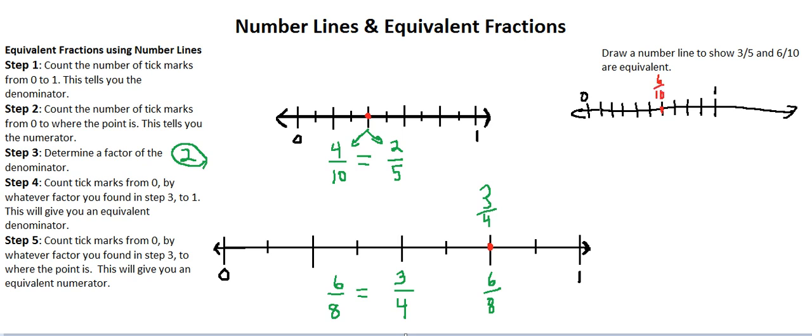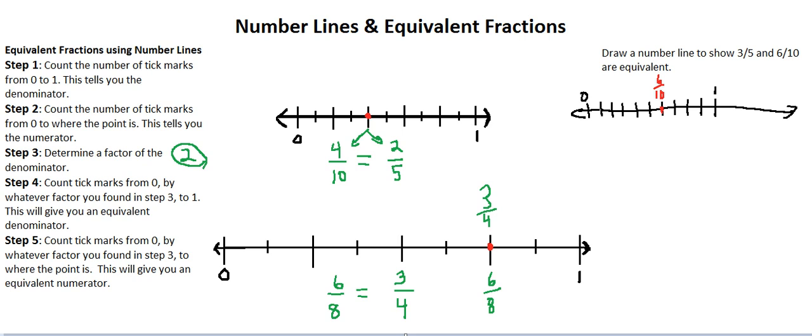6 tenths. Now, I am going to count by 2's because if I multiply 5 by 2, it equals 10. So I'm going to count by 2's. That will be the factor that I'm using here. Since the point should stay the same, I just need to do it 3 times counting by 2.